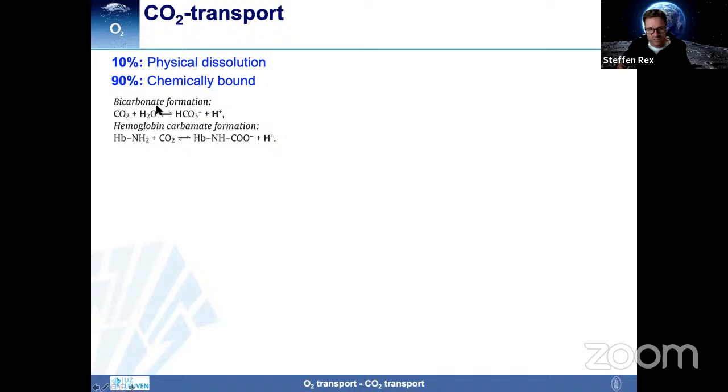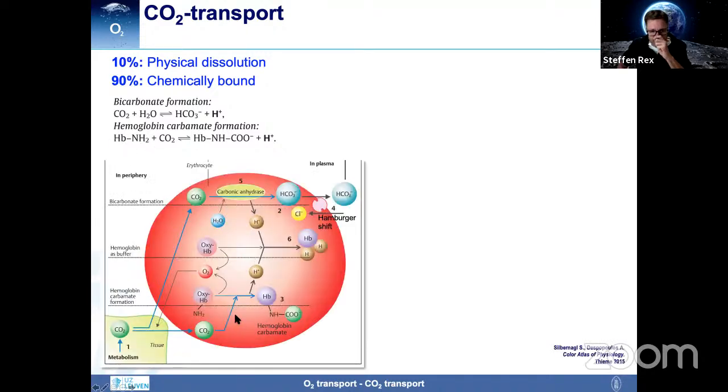The first is that bicarbonate is formed. You know this famous enzyme carbonic anhydrase, so it produces bicarbonate, and then CO2 is also bound to amino groups of the hemoglobin molecule. You see here the steps.